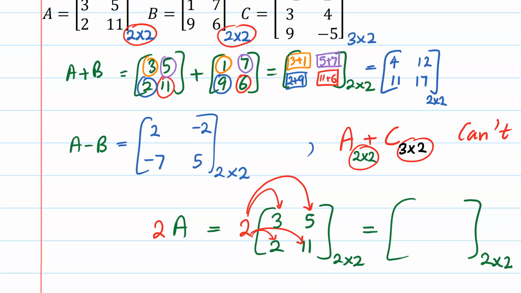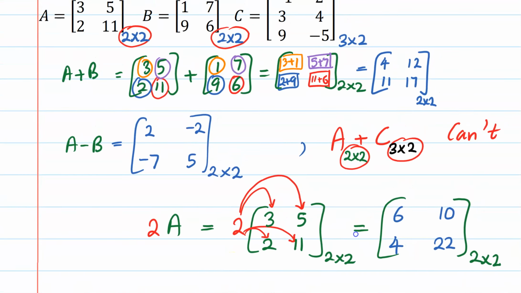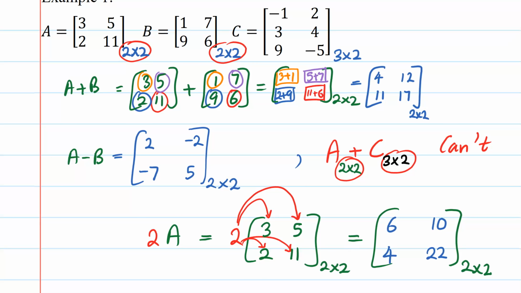So 2 times 3, 6. 2 times 5, 10. 2 times 2, 4. 2 times 11, 22. Likewise, you simply multiply every individual element by the quantity outside, which in this case is the number 2. Now you understand how to multiply a matrix by a scalar, or add and subtract.